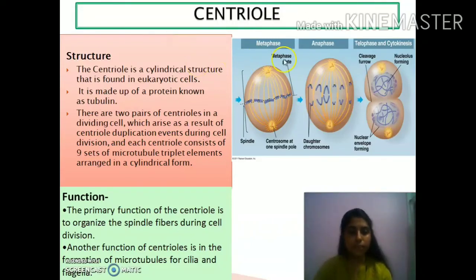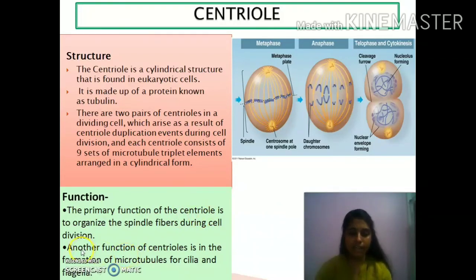So the spindle fibers actually originate from the centrioles, and what do they do? They get attached to the centromere portion of the chromosome, and then they pull the chromosome towards the poles. Have you seen? This is the anaphase stage where the spindle fibers have attached to the centromere region of the chromosomes and they are just pulling them apart towards the poles. Clear? And ultimately they have taken them to the 2 different poles and the cell is going to divide. So this is the main function of spindle fibers, and who organizes the spindle fibers? This is the centriole. That means centriole plays a very important role during cell division.